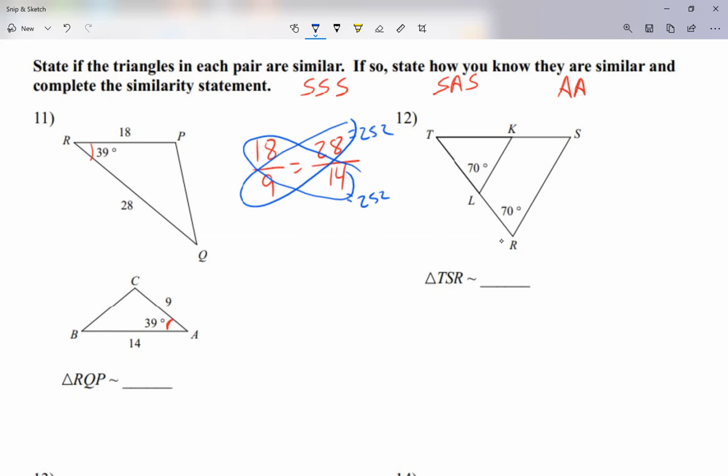Okay, I think I have enough. Now here, how I answer does matter. The order of the letters does matter. So notice how we start the statement. It says triangle RQP is similar to. Okay, so I'm going to complete it if the triangles are similar. In this case, they are.